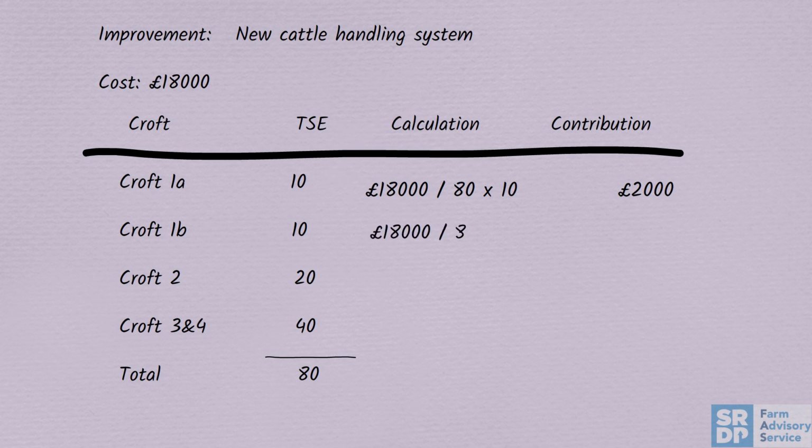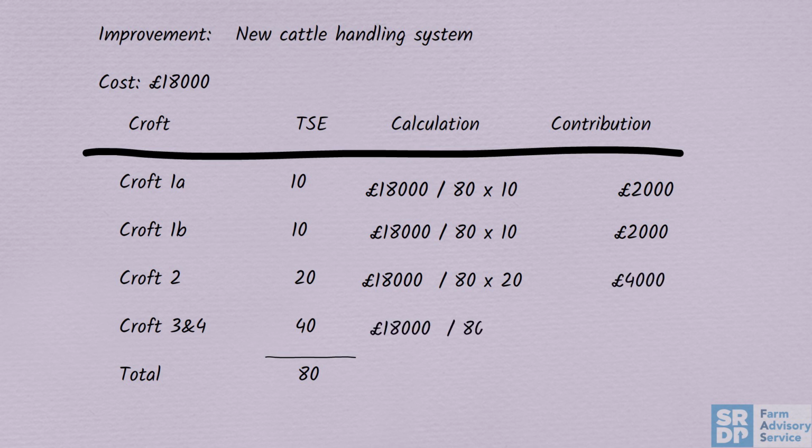Croft 1B has 10 as well, so the calculation is the same. Croft 2's TSEs are 20, so the 18,000 is divided by 80 multiplied by 20. And Croft 3 and 4 has 18,000 divided by 80 times 40. The total adds up to £18,000.